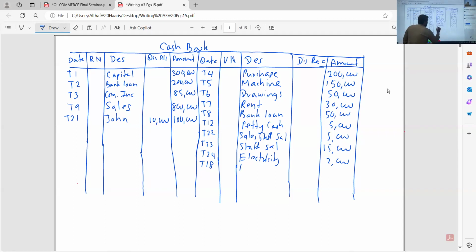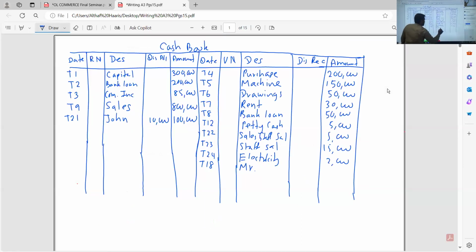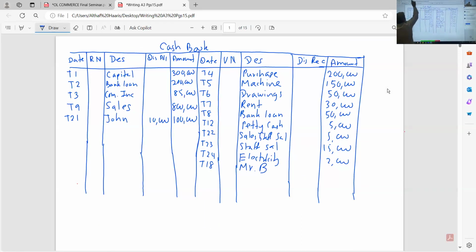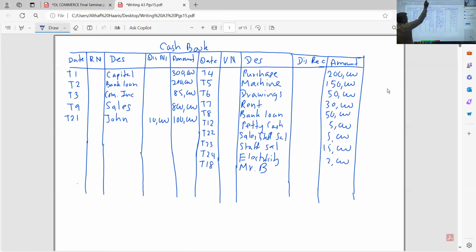T18, Mr. B. What is the value? 30,000 and discount 5,000. Superb. Great. So we are done with the cash book.